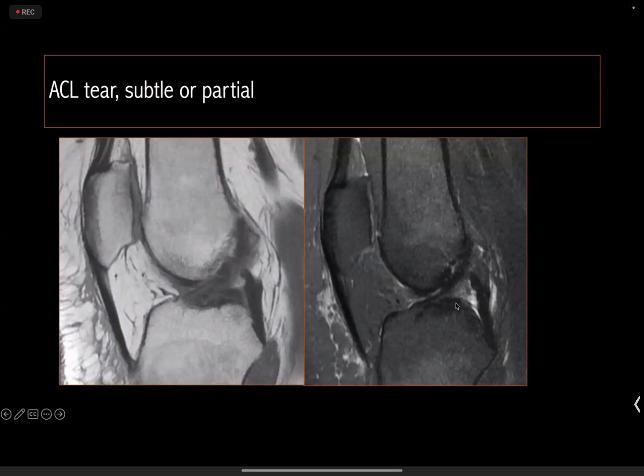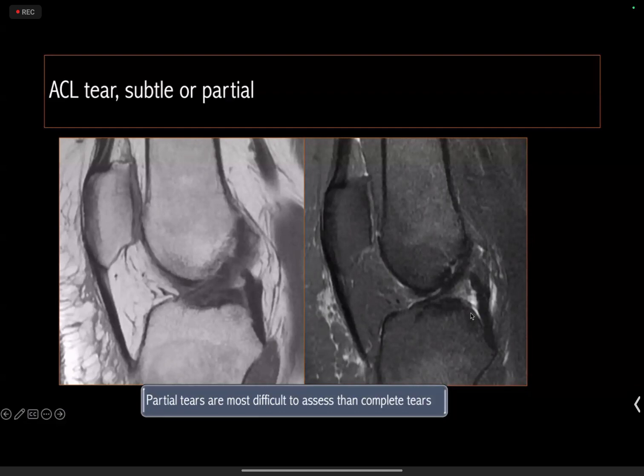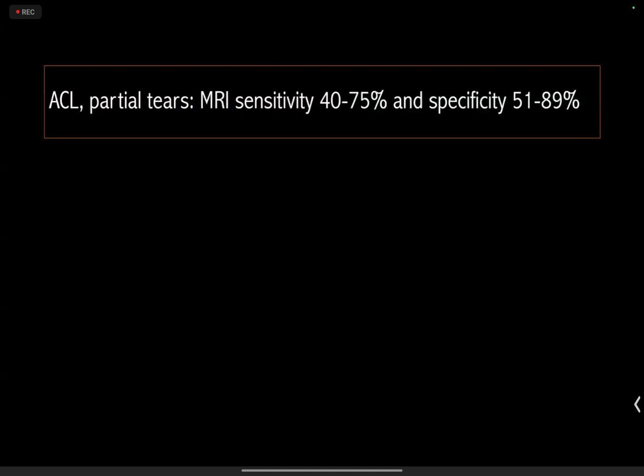I am not very sure whether there was a previous tear in that patient where we would be finding some sort of incompleteness of that ligament. So here are these type of cases where the clinicians would be expecting a lot of answers. He would be expecting a lot of information, and yes, we would be finding it challenging as well. So the partial thickness tears are the most difficult to assess compared to the complete tears.